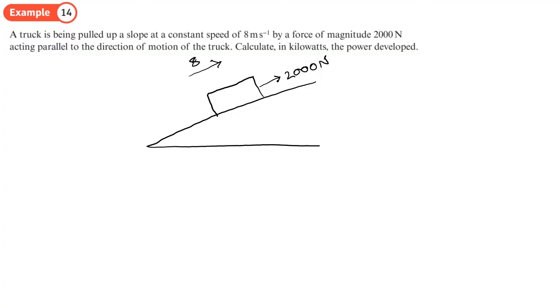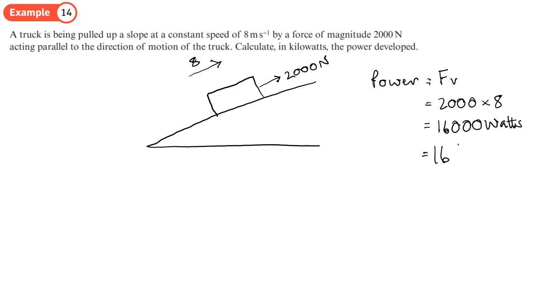Okay, so power equals FV. So that's just going to be 2,000 times 8. So that's 16,000 watts, which is 16 kilowatts. They want the answer in kilowatts, so 16 kilowatts for that, and you can just write it as 16 kW like that. That's absolutely fine to leave as your answer.